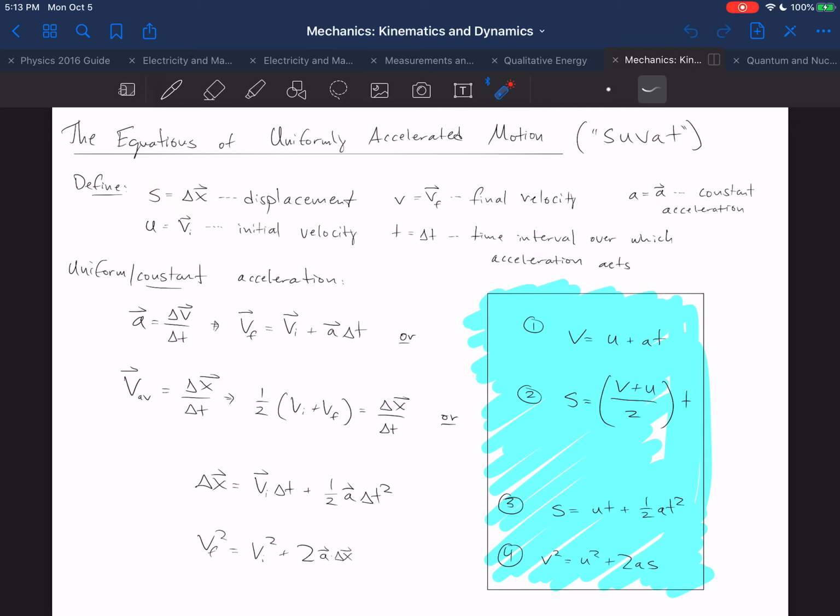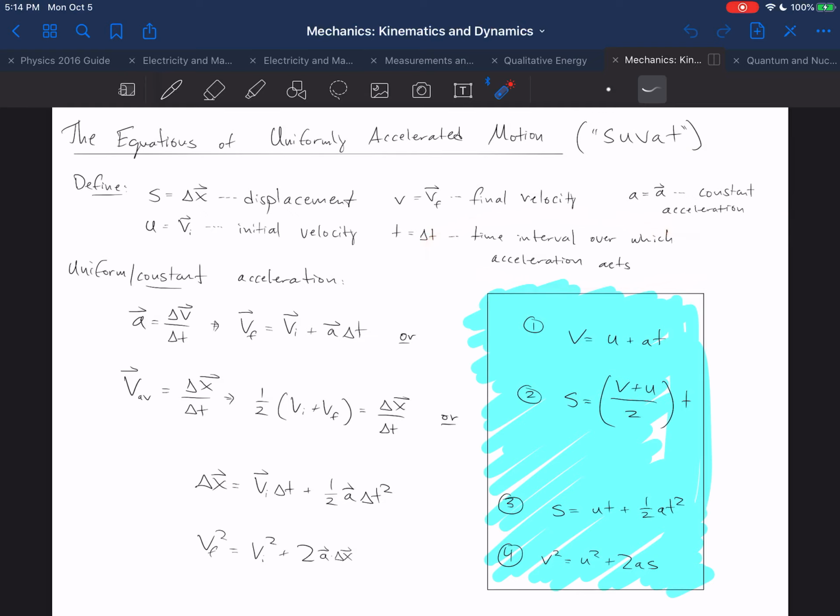They use u for the initial velocity, which is not of itself problematic, and they use v for final velocity. It's certainly easier to write u and v. It just becomes a little bit annoying later when we hit momentum. So you'll see that a little later. But u is the initial velocity in SUVAT notation. V is the final velocity in SUVAT notation. A is the acceleration itself, okay? And t is delta t. It's the time interval over which the acceleration acts.